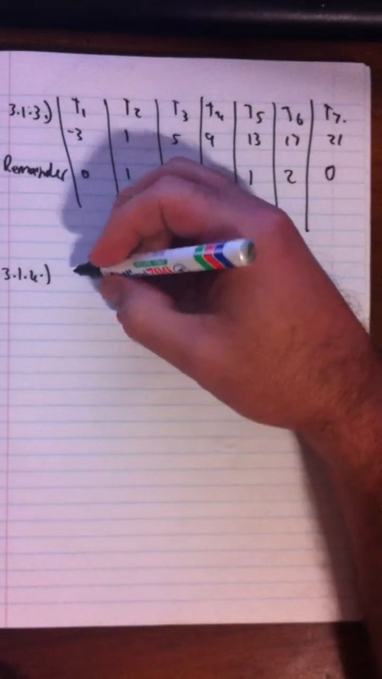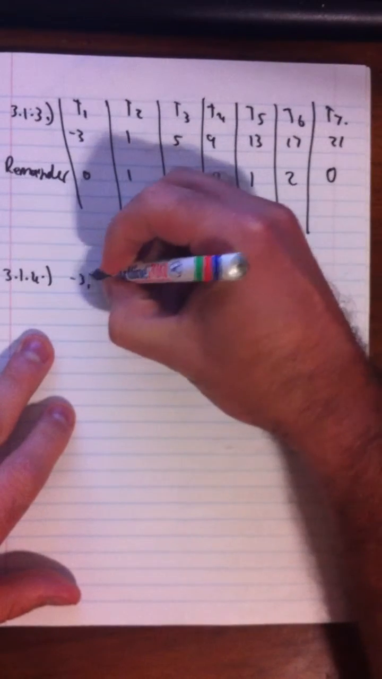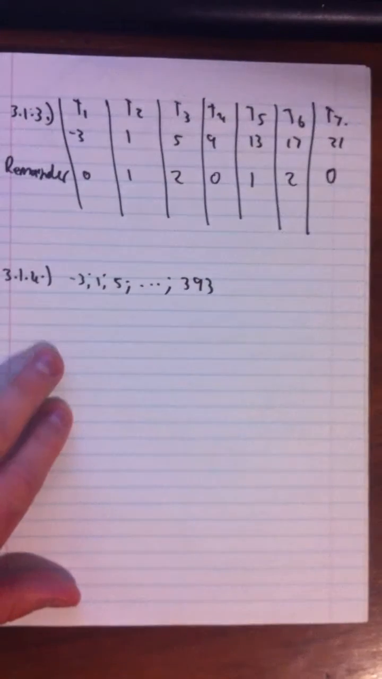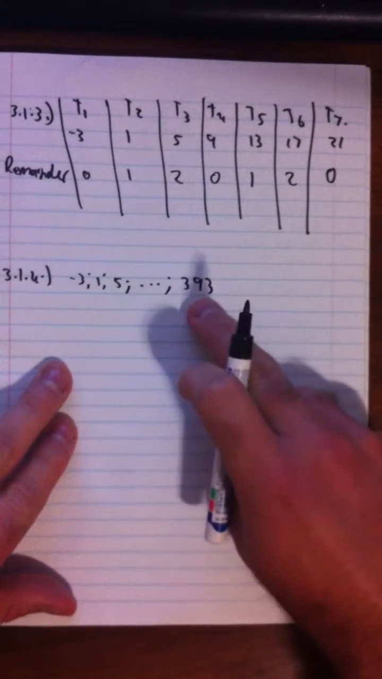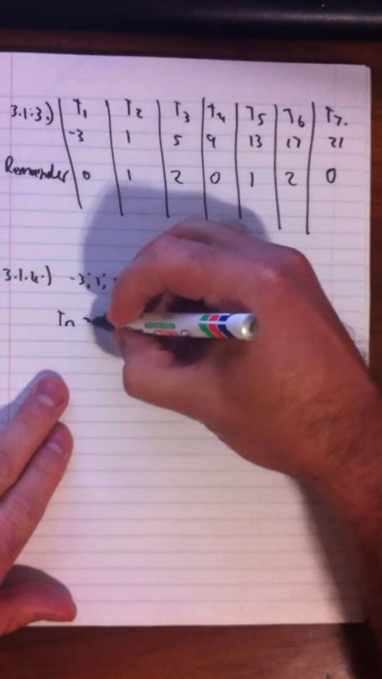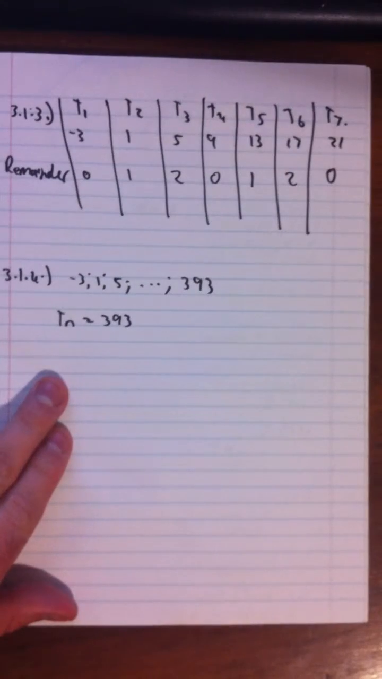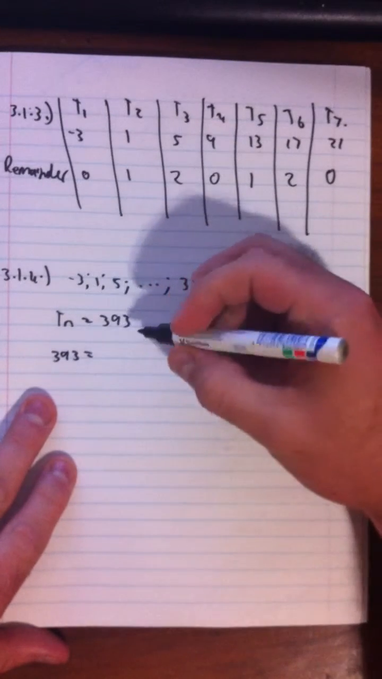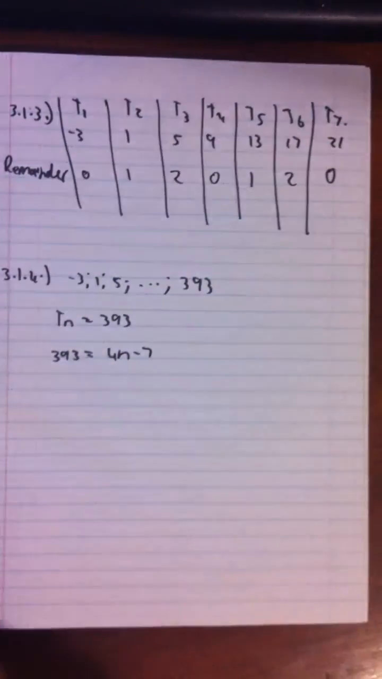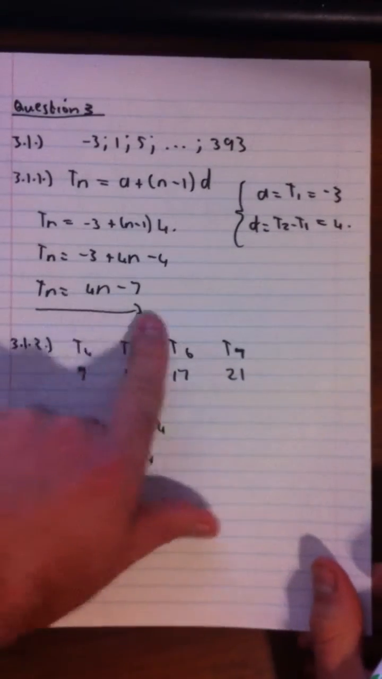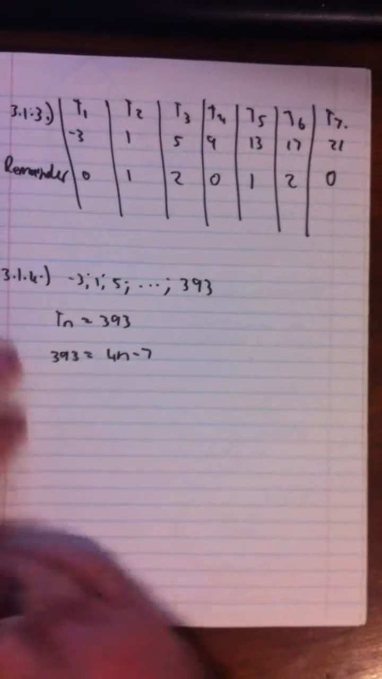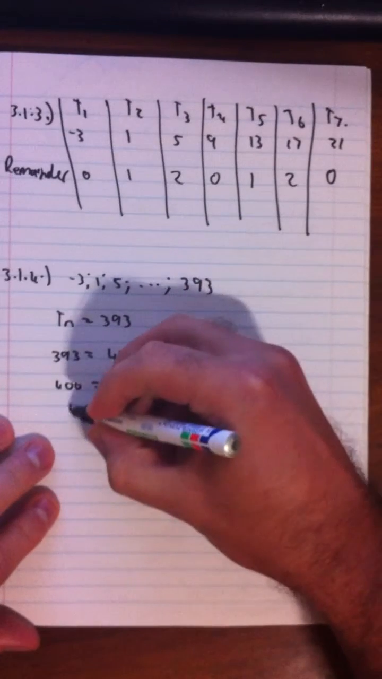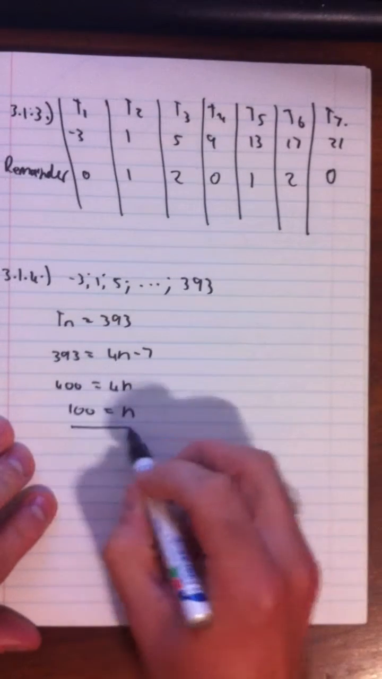So let's see what the total number of terms was initially. We knew it started at -3, and then it went up to the term which was equal to 393. Now to find out how manyth term that is, we'll just set Tn equal to 393. And then we'll say that 393 is equal to 4n minus 7, which, as you can remember from the previous page, was our general rule for the nth term. And now we'll just solve for n. Take the 7 across, so we get 400 equals 4n, which means that there are 100 terms.